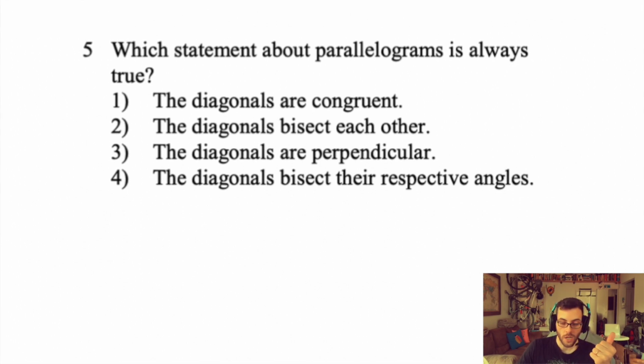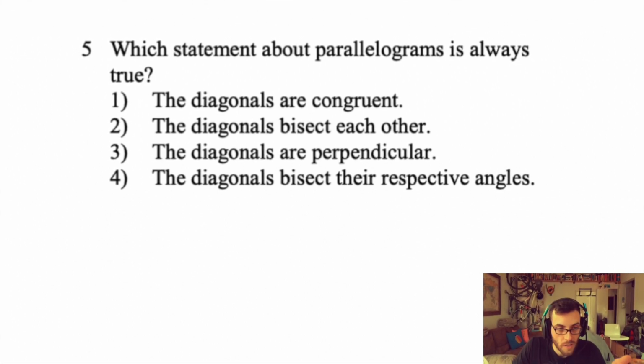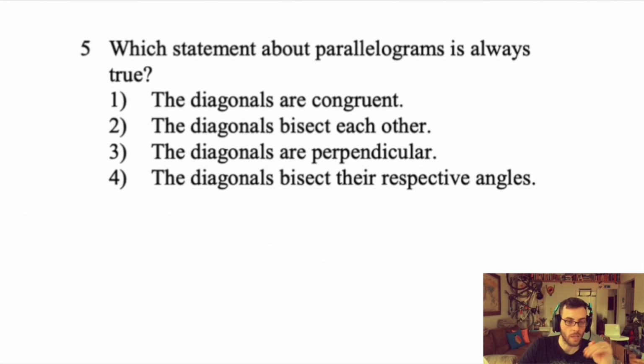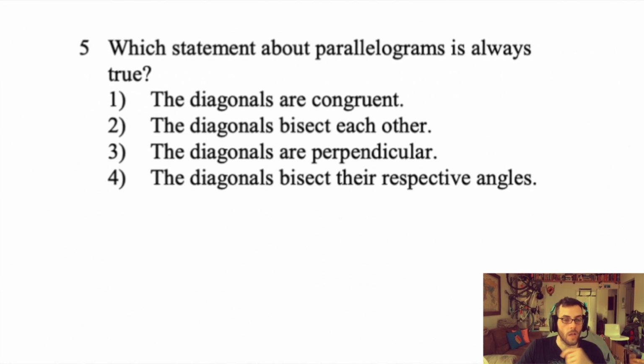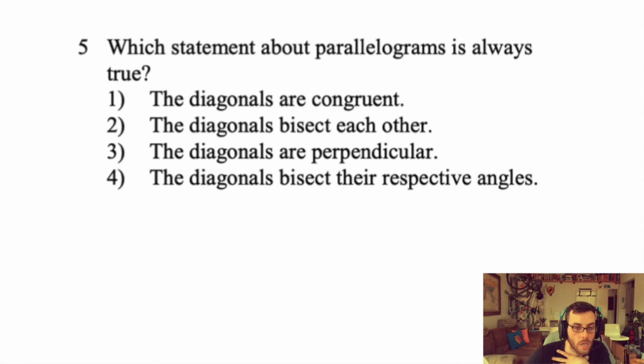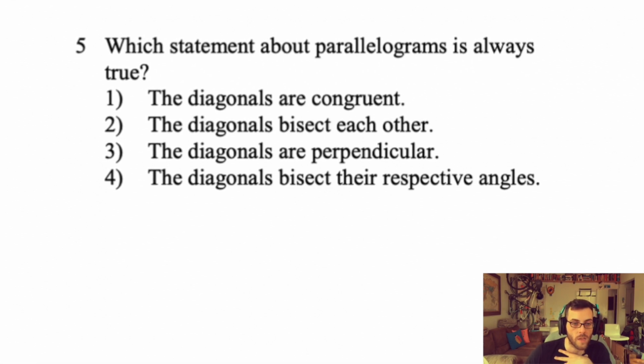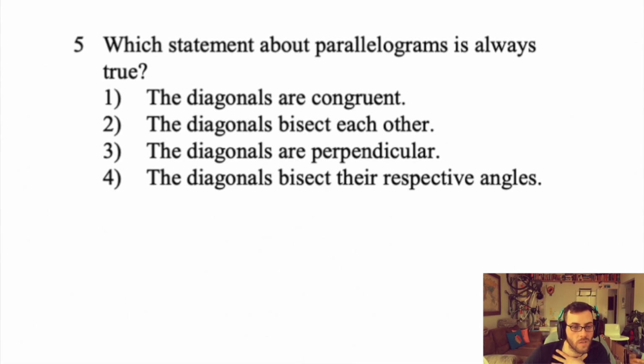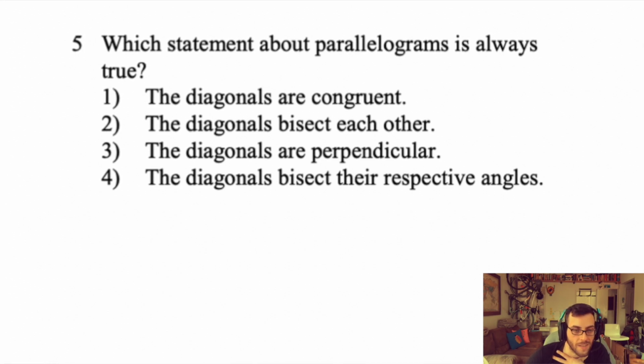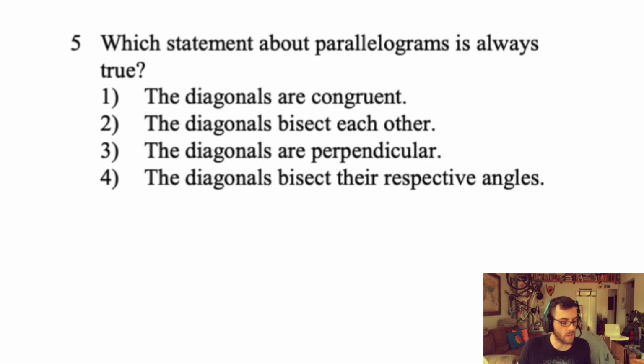Diagonals bisect each other. That is definitely true. That's for all parallelograms. They hit each other at their respective midpoints. Diagonals are perpendicular. That's not true. That's dictated by the congruent sides, all 4 sides being congruent, so our squares and our rhombuses. And our last option, diagonals bisect their respective angles, and that one's not true. That's going to be, once again, our squares and rhombuses.